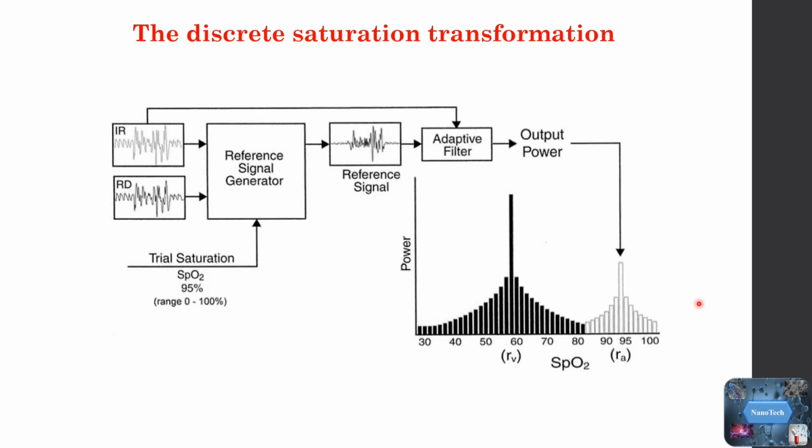In detail, initially the model collects the red and IR signals, then calculates the reference signal for a trial saturation value, followed by sending the IR signal and reference signal to the adaptive filter. The adaptive filter then removes frequency content in common between the IR and reference signal. Repeat the process for the full range of saturation values. Then identify the DST power peak, which corresponds to the SpO2.